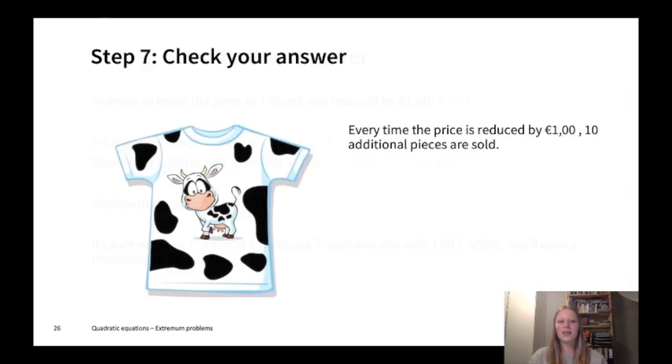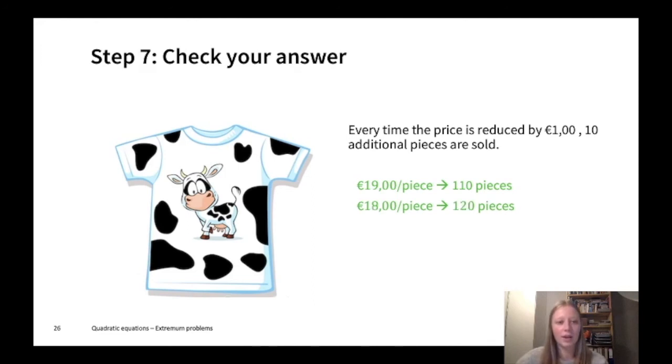Like we did previously, we are going to check our answer. We know that every time the price is reduced by €1, she can sell 10 additional pieces. So at €19 a piece, she can sell 110. At 18, she can sell 120 t-shirts. And we found that at €15, she can sell 150 pieces.